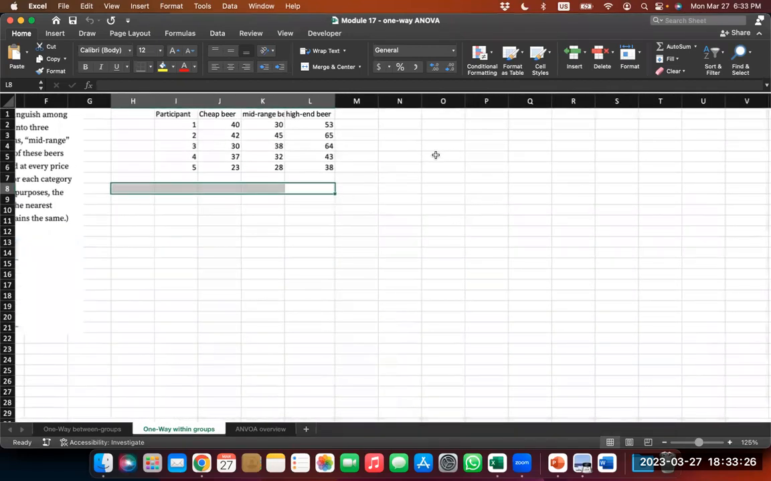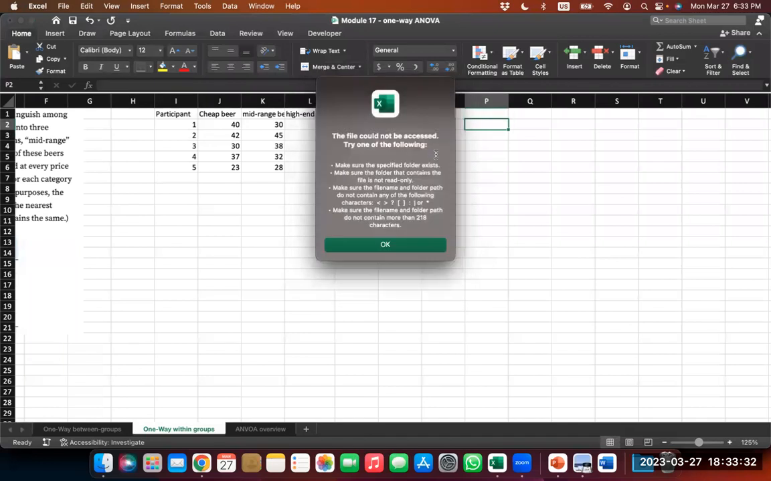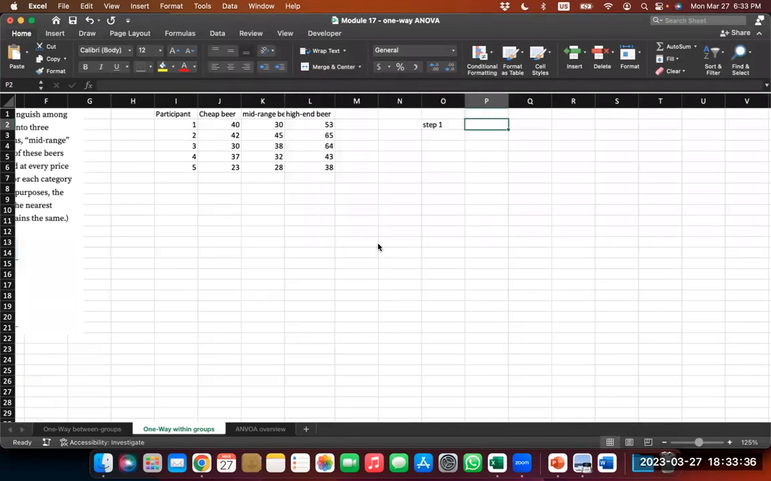Nevertheless, okay, so let's do degrees of freedom between. So step one would be, so three groups, three beers, five participants.